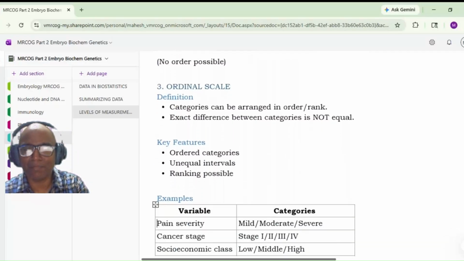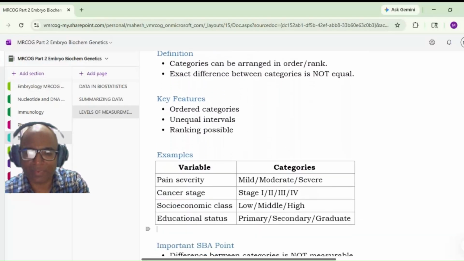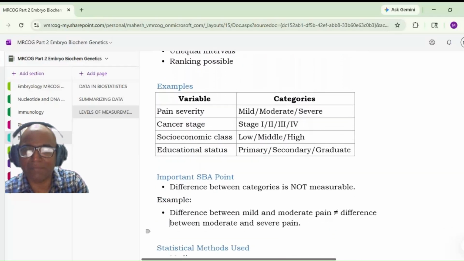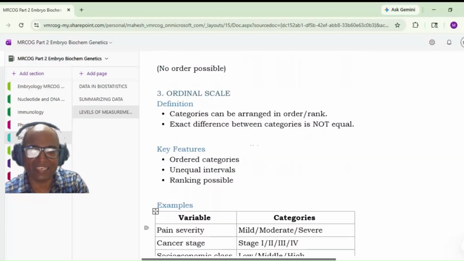So for example, pain severity: mild, moderate, severe. Mild is definitely less than moderate, but how much less cannot be defined. Same thing with cancer stage: stage 1, 2, 3, 4. Socioeconomic class like low, middle, high. Then educational status: primary, secondary, graduate, etc. So this scale is the ordinal scale. Here, the exact difference between the categories is not equal.